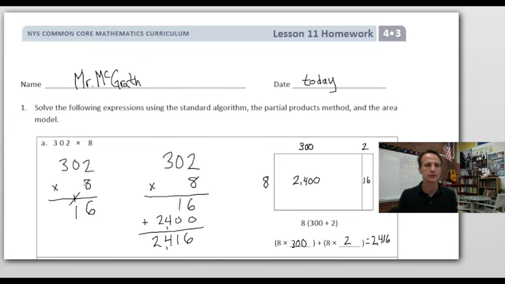And then 8 times 3, we know, is 24. Lovely. And of course, we then, for a third time, get our 2,416. Great, that's 1A. We know how to do these. We'll move a little bit more quickly through the next few.